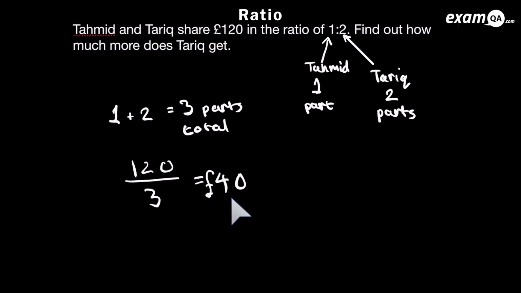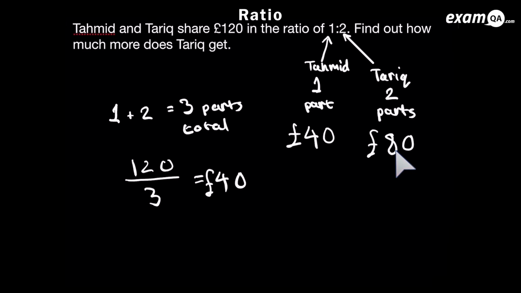Now what is this £40? £40 is what 1 part is worth. So we know Tahmid gets £40 because he has 1 part in the question. And Tariq gets 2 parts. So you need to multiply this 40 by 2 since the 40 is 1 part. And 2 times 40 gives us 80.